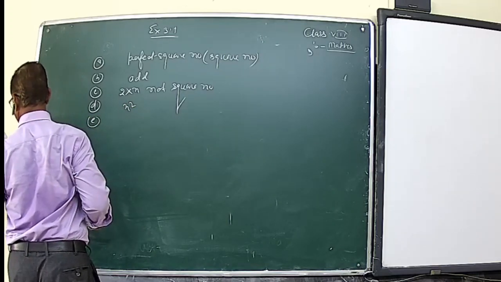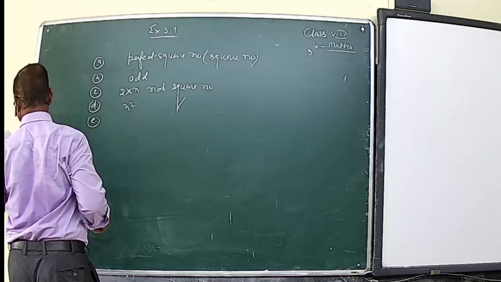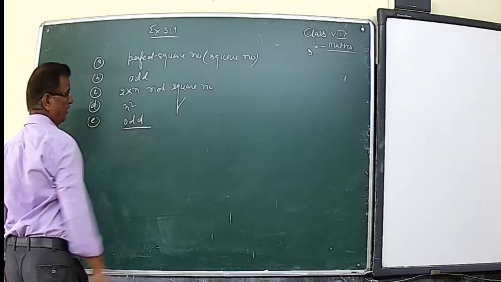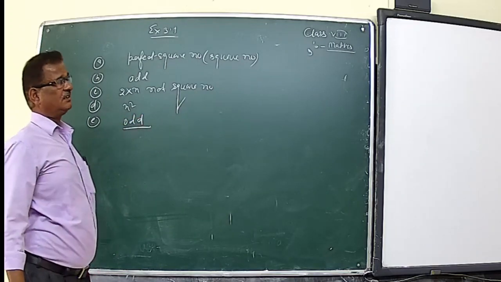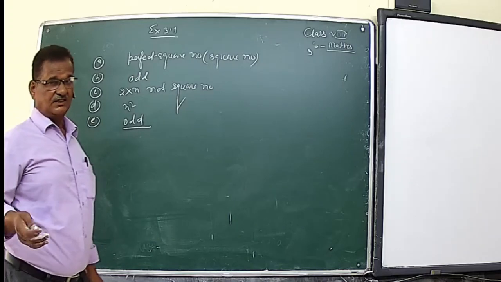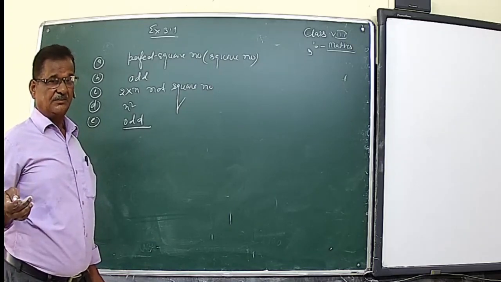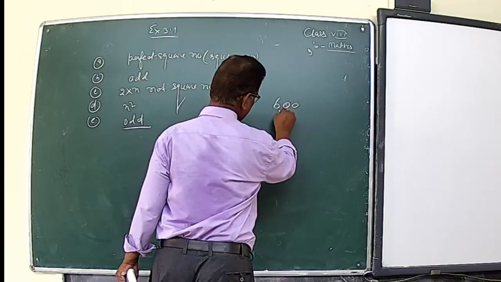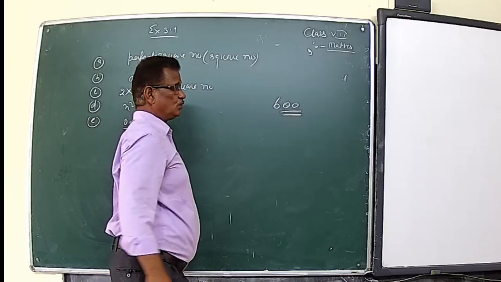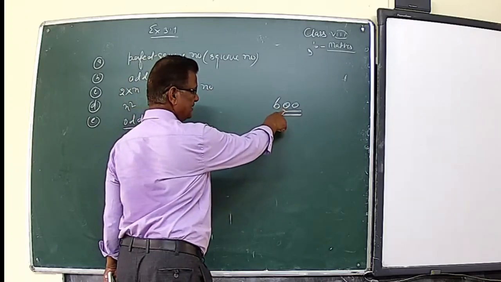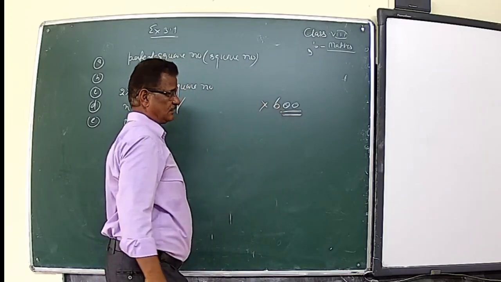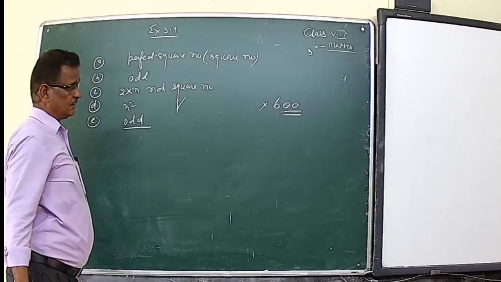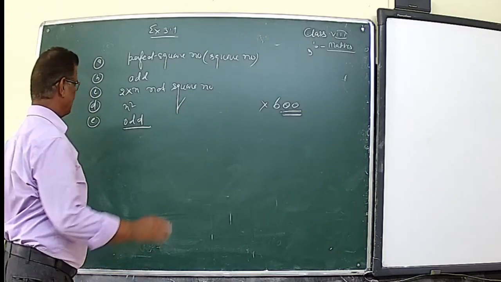The number of zeros at the end of a perfect square number is never odd, it is always even. But the converse is not necessary. A number ending with even zeros is not necessarily a perfect square. See here, 600: two digits at the end, two zeros given, but 600 is not a perfect square. So if an odd number of zeros comes at the end of any number, that is never a perfect square.